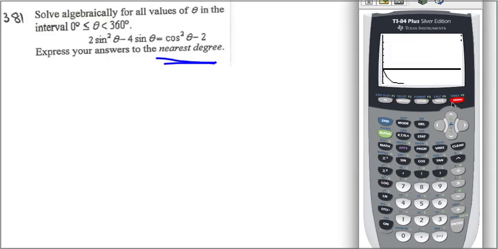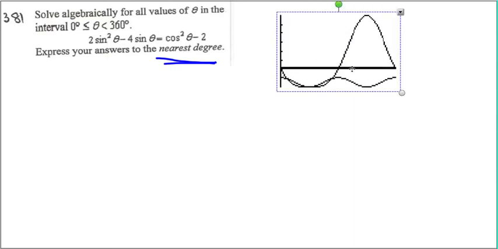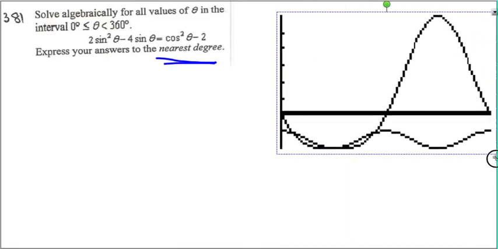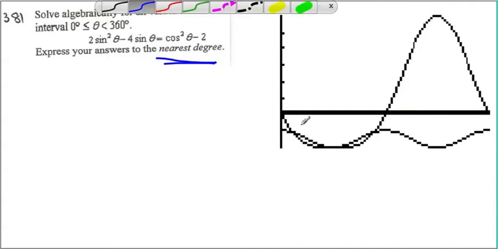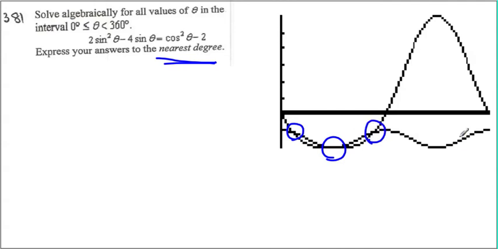And if you graph it, what we're going to be doing is we're going to go for zoom fit once again to see the better picture. So if I bring this one in, you will see that when are they equal? They are equal over here, and around here, and over here. Those are the three seeming places. Let's see what happens.